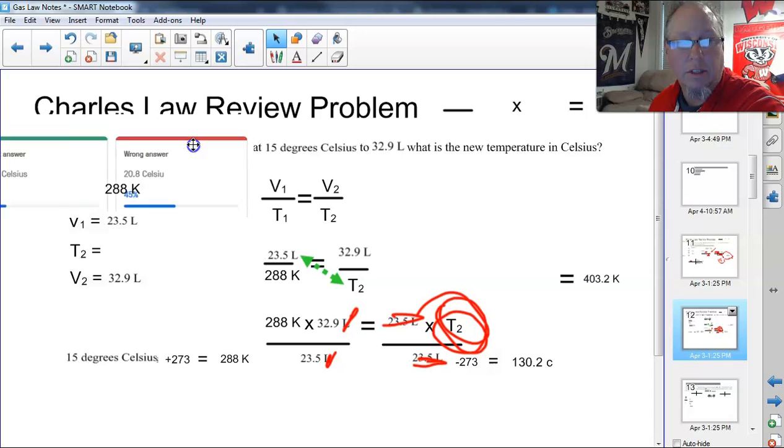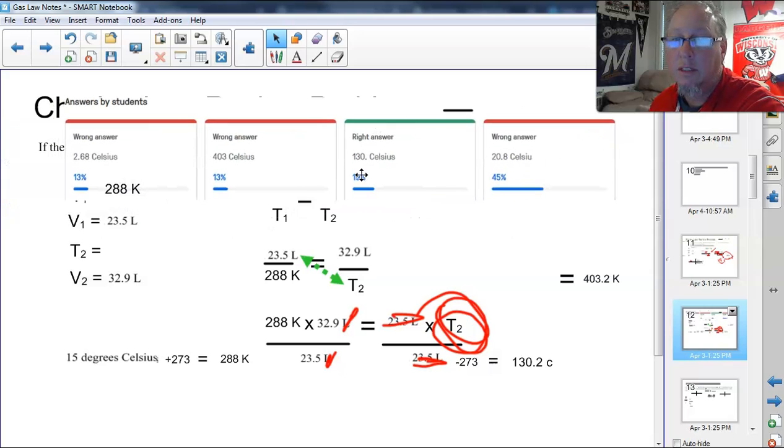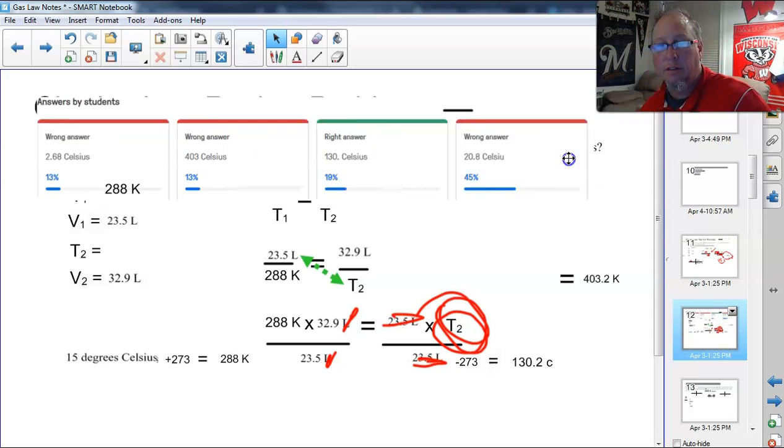130. The reason I chose to do this problem is because in my class only 19% of my students got that one right when we did the Edpuzzle.